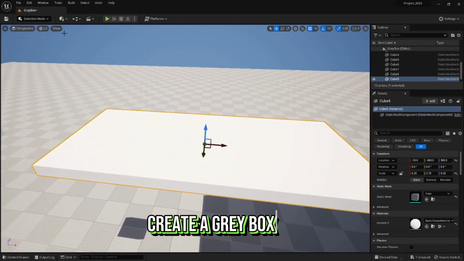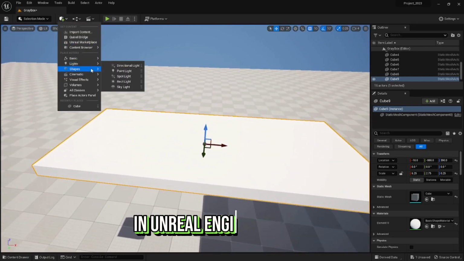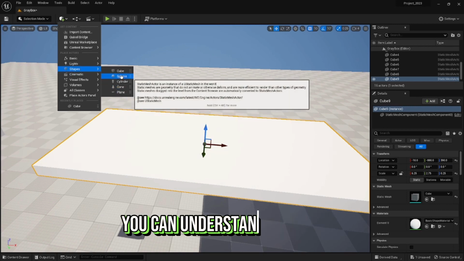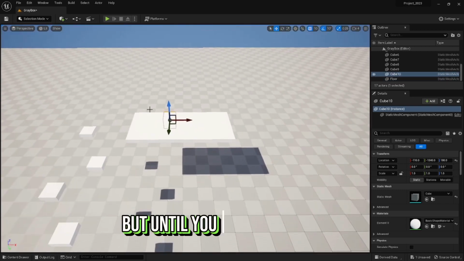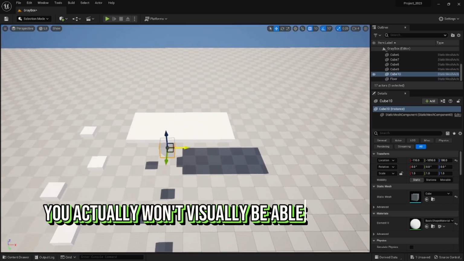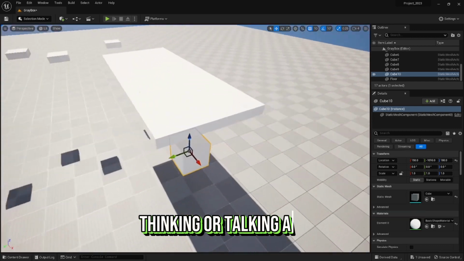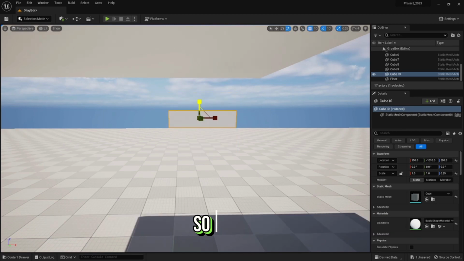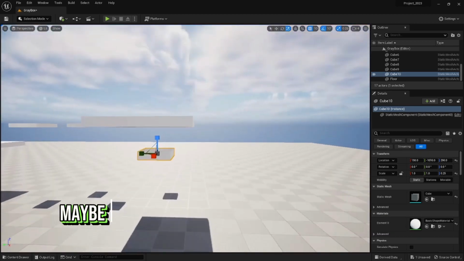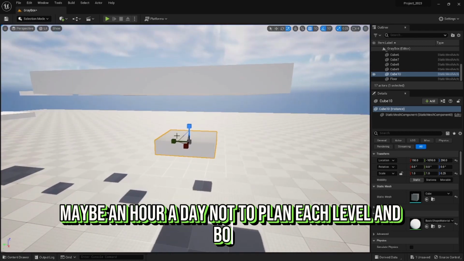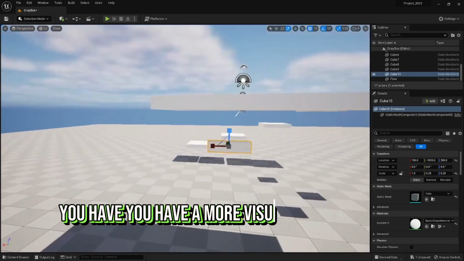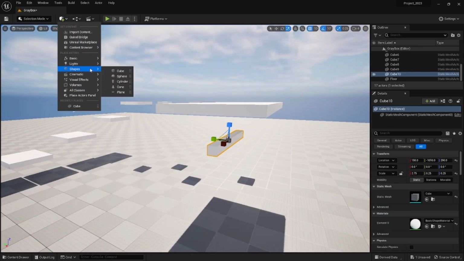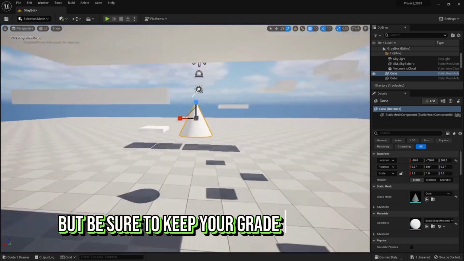Create a graybox level in Unreal Engine 5. Create it. It's that simple. You can understand the basics, you can plan the layout, but until you create it like this, you actually won't visually be able to see what you're thinking or talking about. You can create a graybox level by simply creating simple shapes such as cubes and cylinders, so it won't take you much time. It will take you maybe an hour a day in order to plan each level, and boom, you have a more visual aspect of what exactly your game is going to be like, how it's going to work.